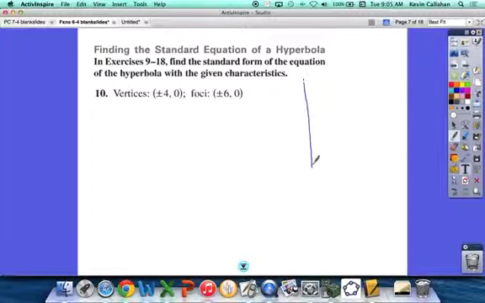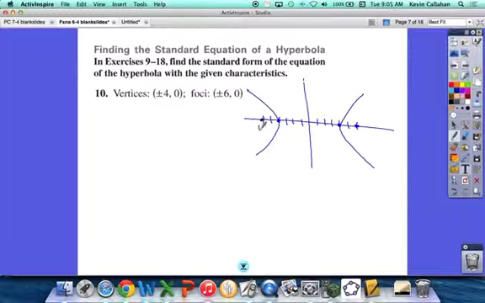Vertices at plus or minus 4, 0, foci at plus or minus 6, 0. So 1, 2, 3, 4, 5, 6. 1, 2, 3, 4, 5, 6. So the vertices are at 4, 0 and negative 4, 0. So we know that our branches are doing something like this. We're not being asked to sketch the graph, so I'm not worrying about drawing the asymptotes or anything. So the foci are at 6 and negative 6.